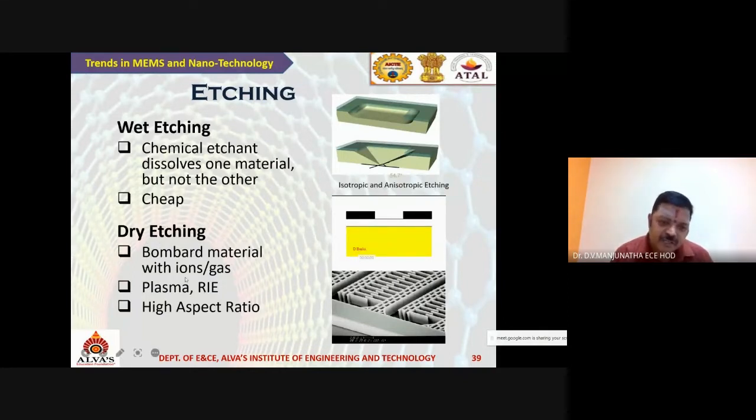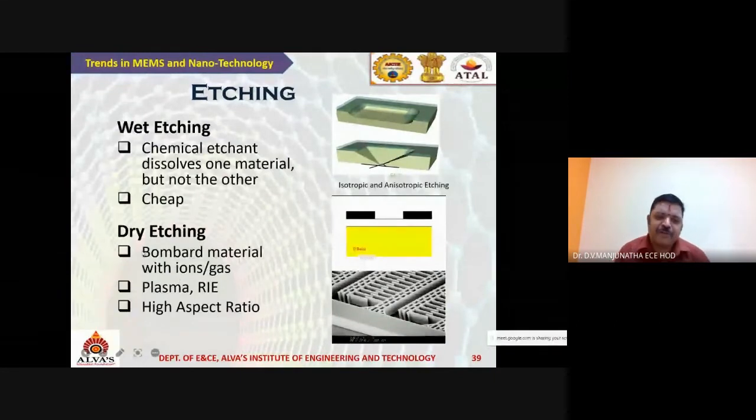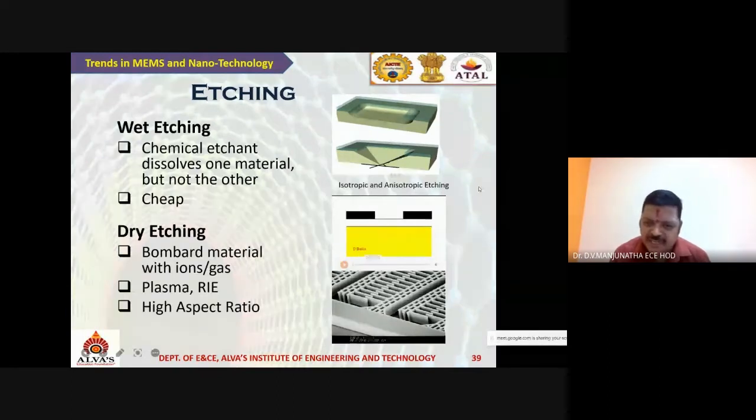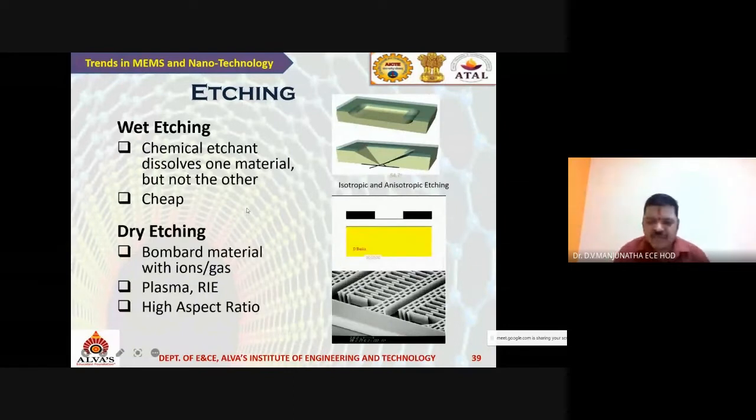Dry etching is bombarding the material with ions or gas. Plasma and RIE are the two major methods. This gives a high aspect ratio, but you cannot expect high accuracy in wet etching. Very good accuracy can be obtained from dry etching. So these are the diagrams. We will immerse the wafers into the chemical solution, and we will take out the required part from the wafer. Isotropic and anisotropic etching: there are again two types of etching methods. We'll not go into detail on all this, right? So we'll move on to the next slide.